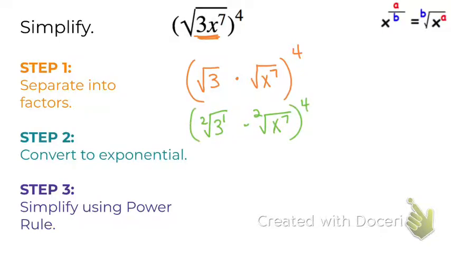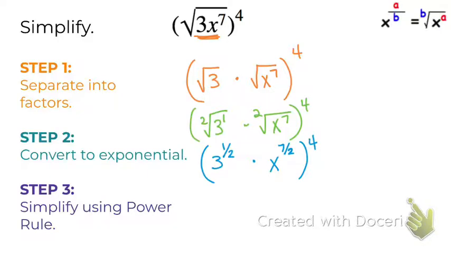So when I change this to exponential form, the 3, the big number, stays the same, and then the inside number divided by the outside number. So the big number stays the same, the inside number divided by the outside number. All that is to the 4th power.